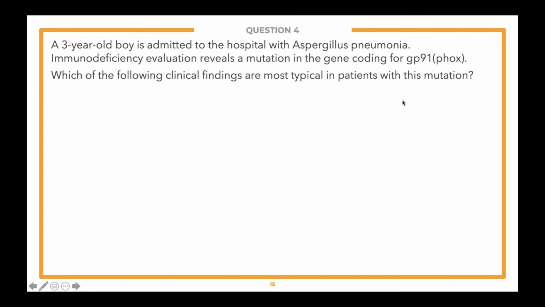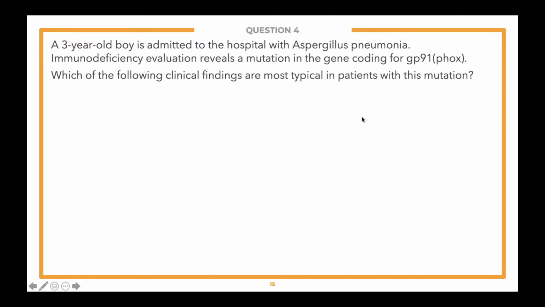A 3-year-old boy is admitted to the hospital with Aspergillus pneumonia. Immunodeficiency evaluation reveals a mutation in the gene coding for GP91 PHOX. Which of the following clinical findings are most typical in patients with this mutation? Paras.